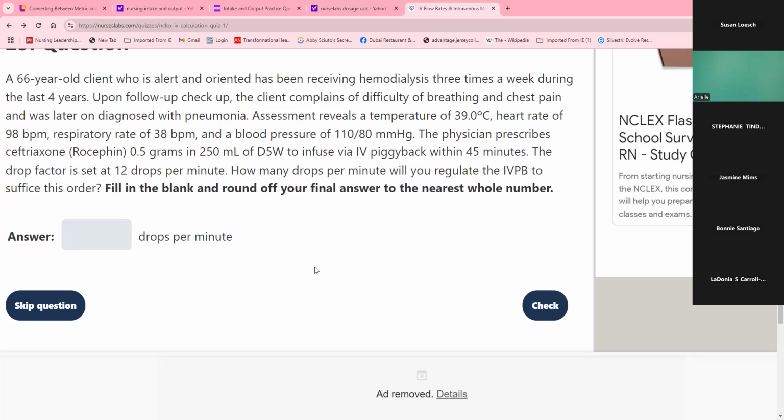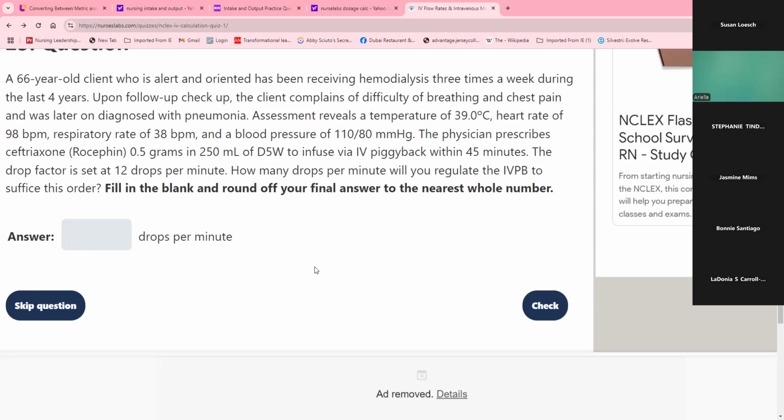So it's just going to be your 250 over your 45, and just multiply it by 60. Okay, and that's going to give you what? 45 times 60. 333.3. Wait, let me double check. 250 divided by 45. Yeah, 333 mLs per hour. Now, does that make sense?